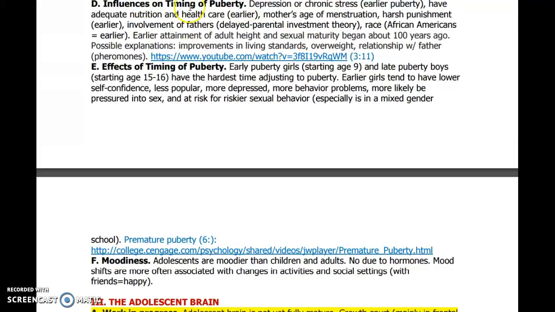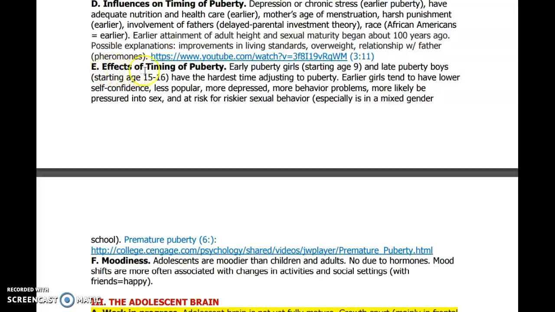Some other influences on timing of puberty include nutrition, healthcare, weight, actually punishment. If there's harsh punishment, they can actually start menstruating earlier. Depression can have an influence, as well as involvement of the father. Race can also influence it. African American girls tend to start their puberty earlier. So read through this as well as watch the video to learn more about the influences on timing of puberty.